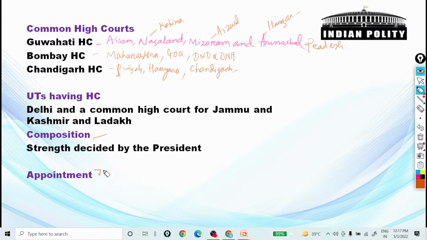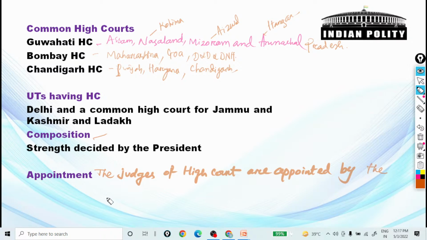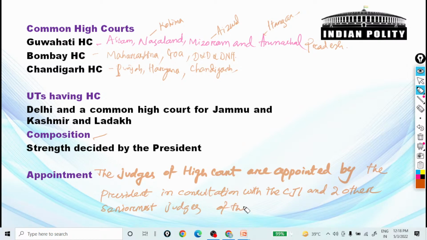The judges of High Court are appointed by the President in consultation with the CJI and two other senior most judges of the Supreme Court. So the collegium is 3.